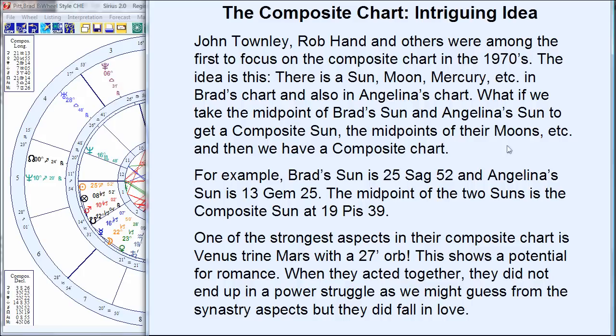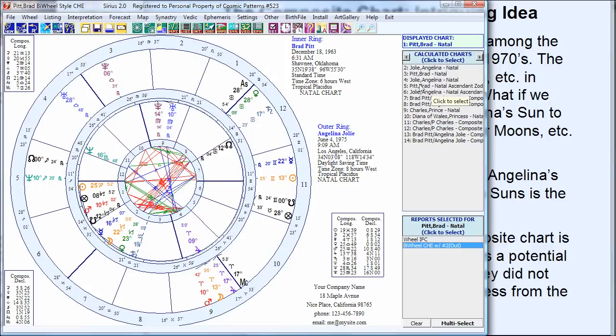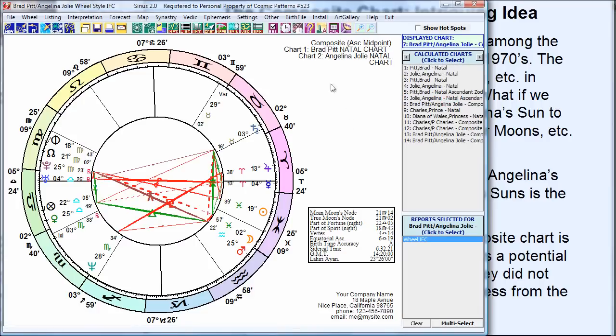The signs didn't seem that powerful. The house positions didn't seem to work. But the aspects seemed to work very, very well. I couldn't understand it. So let's look at the composite chart for Brad and Angelina. So here it is.